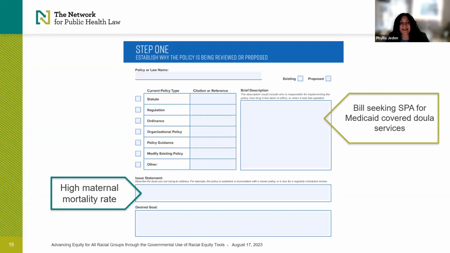What you can't see here, because it's only a snapshot of step 1, is we ask that you engage different perspectives. And for our example, we could include organizations that serve pregnant and birthing people in communities of color in the state. Next slide, please.